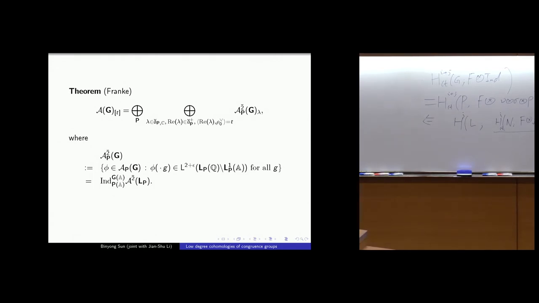Here, this AP2 bar means the almost square integrable automorphic forms in this APG. So this is all automorphic forms such that after translation by an arbitrary element, its restriction to this space is L2 plus epsilon. So this is an induced representation of this guy. Notice this lambda is dominant. So this induced representation is always a dominant induced representation in the local theorem. So the cohomology of this representation vanishes at low degree.